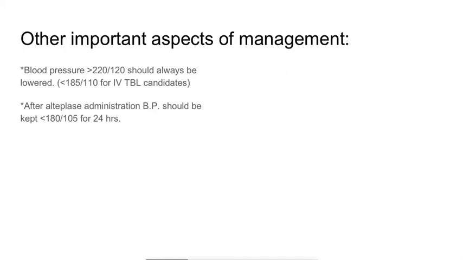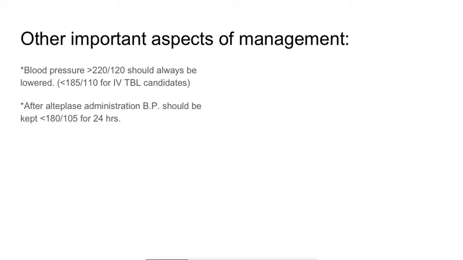Well, what are other important aspects of management? Remember that once the patient gets to the emergency department with a suspicion of having a stroke, one of the vitals that you're going to be very careful to measure is the blood pressure. Remember that blood pressures above 220 over 120 should always be lowered, okay?